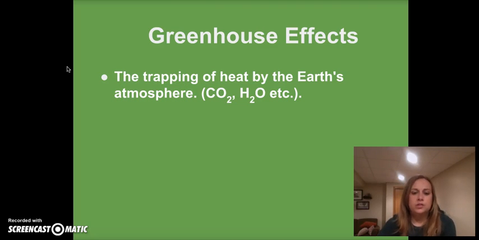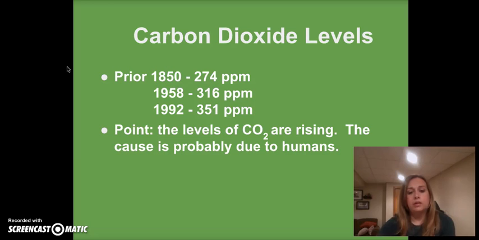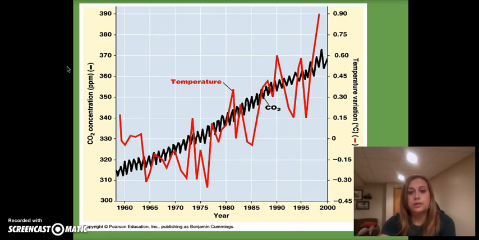Next, we've got greenhouse effects, and this is when we trap heat in the Earth's atmosphere. Things that are responsible for this, obviously carbon dioxide is the big one, but also water vapor and methane. Carbon dioxide levels have been increasing for a while now. Back in 1850, you were looking at 274 parts per million. By 1992, you're talking about 351 parts per million. So the levels of carbon dioxide are rising, and the cause is pretty much due to us.